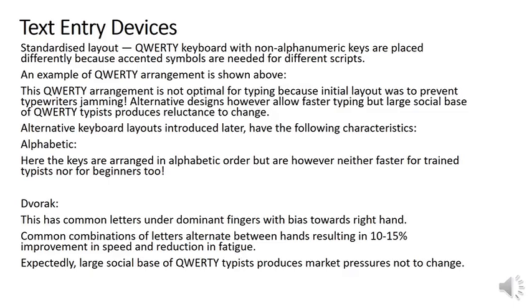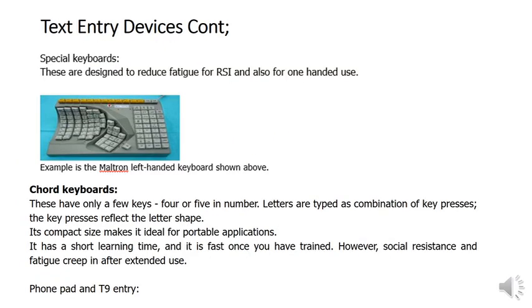Alternative keyboard layouts introduced later have the following character alphabet. Here are the keys arranged in alphabetical order. Then Dvorak. This has common letters under the dominant finger with bias towards the right hand. Common combinations of letters alternate between hands. So we have several different keyboards that were initially designed before it evolved to the current keyboard that we are using today. Then these are special purpose keyboards. These are designed to reduce fatigue for RSI and also for one-handed use.